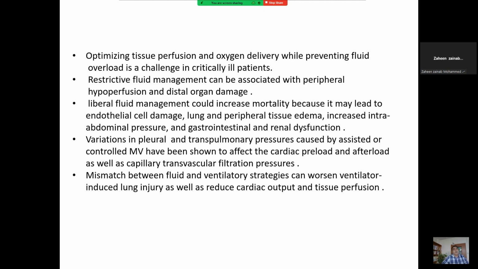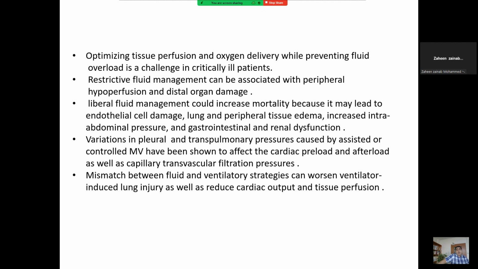Optimizing tissue perfusion and oxygen delivery while preventing fluid overload is a challenge in a critically ill patient. Restrictive fluid management can be associated with peripheral hypoperfusion and distal organ damage. Liberal fluid management could increase mortality because it may lead to endothelial cell damage, lung and peripheral tissue edema, increased intra-abdominal pressure, and gastrointestinal and renal dysfunction.